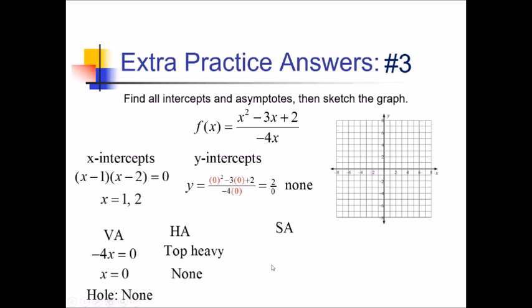There is, however, a slant asymptote, and we can find it by dividing the numerator by the denominator. Since this is not a binomial down here, I can just divide each term individually by -4x. So I'm going to have x squared over -4x minus 3x over -4x plus 2 over -4x. Simplifying here, the x's cancel. We have an x over a -4, or -1/4 x that we could write that as. Let's see here. These negatives are canceling. We have a plus, x is canceling, plus 3/4.